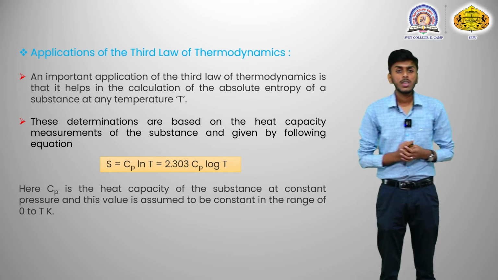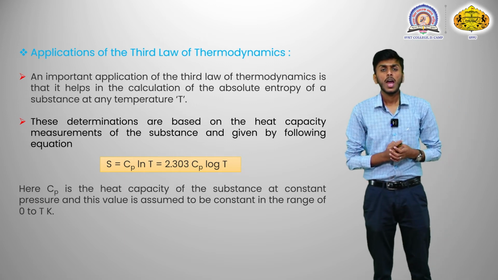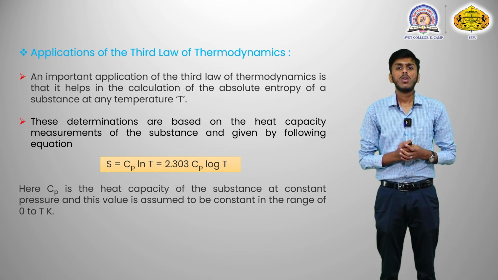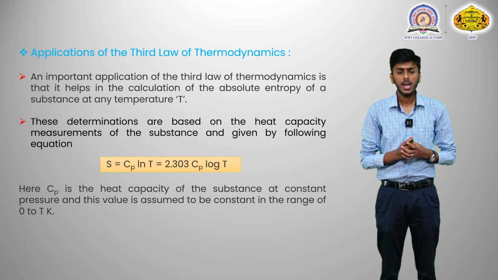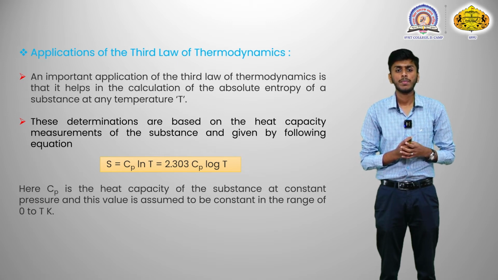Now what is the application of the third law of thermodynamics? An important application is that it helps in the calculation of absolute entropy of a substance at any temperature T. These determinations are based on the heat capacity measurement of a substance and given by the following equation. S equals Cp ln T, or S equals 2.303 Cp log T. We just replace the ln with the log into 2.303.